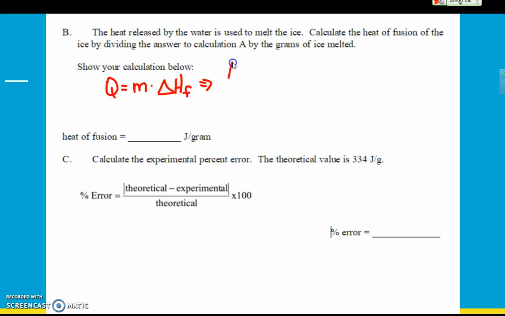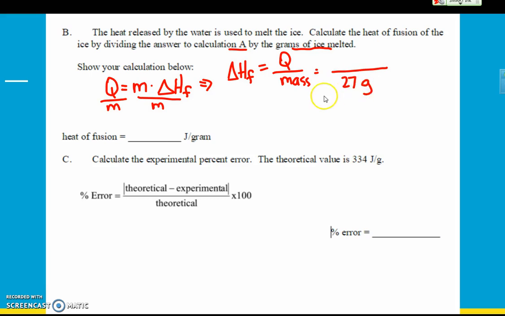If we want to solve for heat of fusion, then we need to get it by itself. So we're going to divide both sides of this equation by mass. So we are going to do Q over mass. And if you read up here, they say take the answer to calculation A and divide that by the grams of ice melted. So if you look at your data table, you should see that 27 grams of ice was melted. And when I did the calculation in part A, I got 7,500 joules.